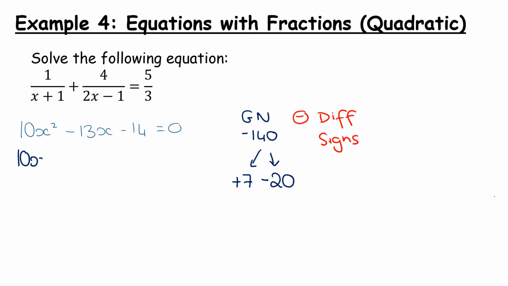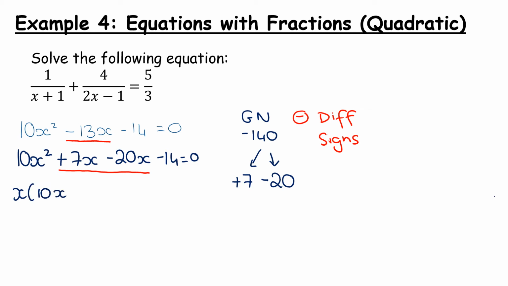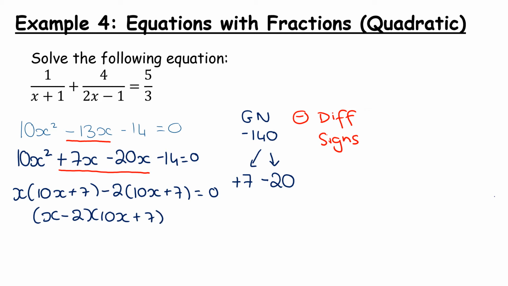So I take my 10x squared plus 7x minus 20x. Notice how I have not changed the value of the x terms. I just split it out. Minus 14 equals 0. x is common, leaving me with a 10x plus 7. Here, minus 2 is common, leaving me with a 10x plus 7. Those brackets should match, which they do. That gives me x minus 2, 10x plus 7 equals 0.